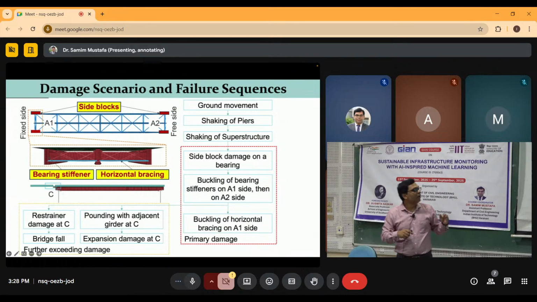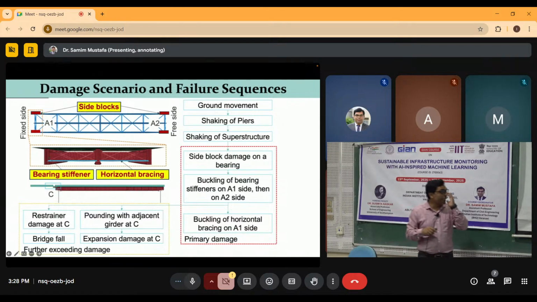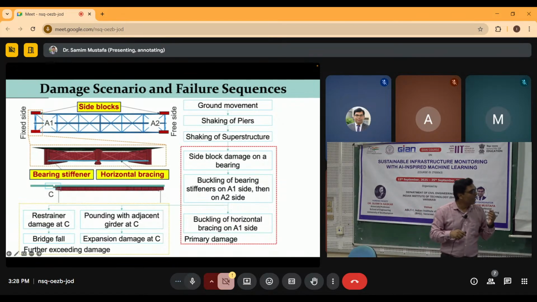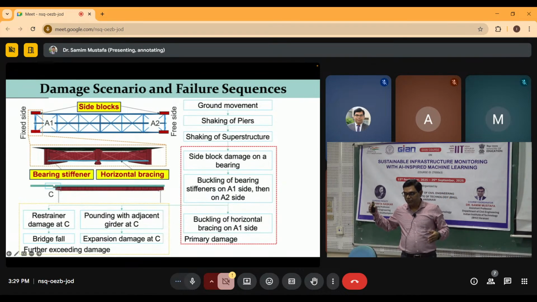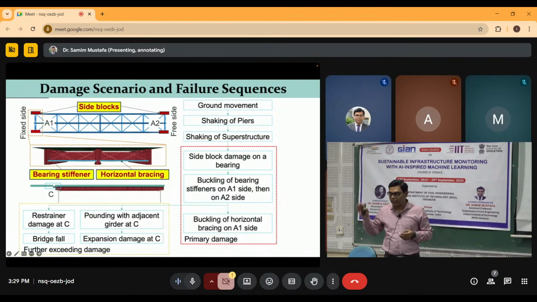So here, first ground movement occurs, then shaking of the pier, then shaking of the substructure, followed by breakage of the side block, and then buckling of the bearing stiffener on the fixed side of the bridge, then on the free side, then buckling of the horizontal bracing on the fixed side. These are called primary damage. Then if there is again an earthquake, or a higher magnitude earthquake beyond this, subsequent further damage will occur.